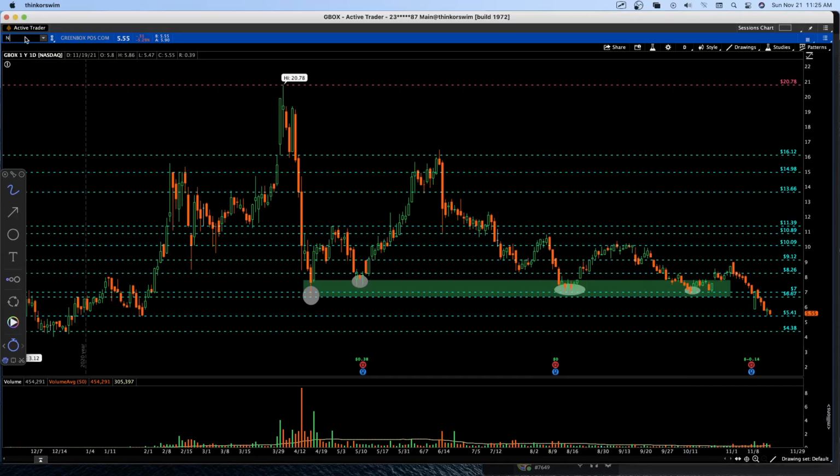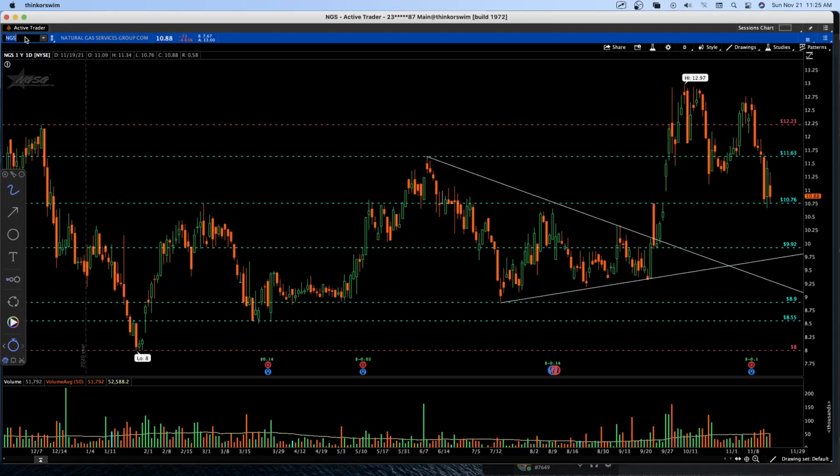The next one I want to show you guys is NGS. And this one really made me sick because I didn't take this trade. I wish that I had taken this trade. Let me move this guy back down here. So I didn't take this trade, but I wish I did.